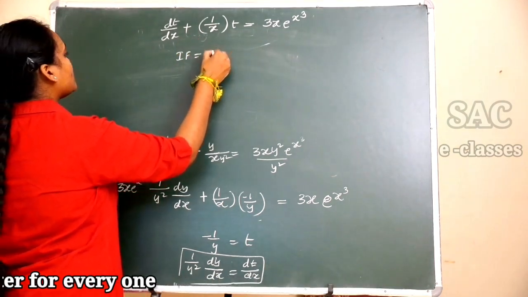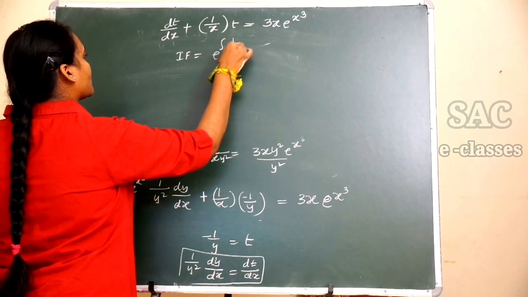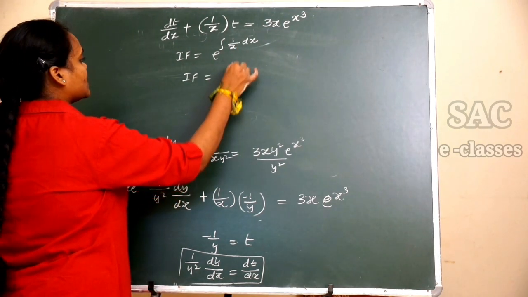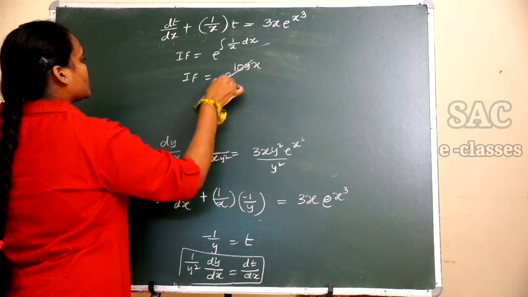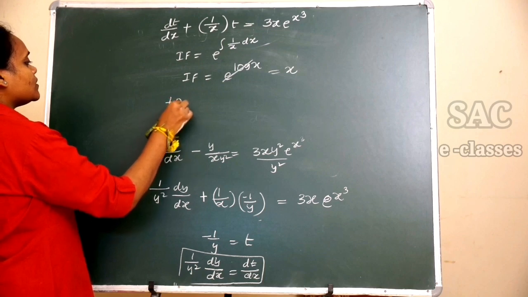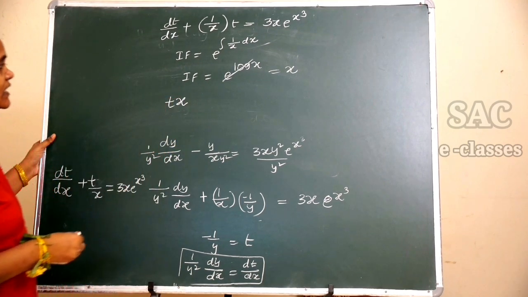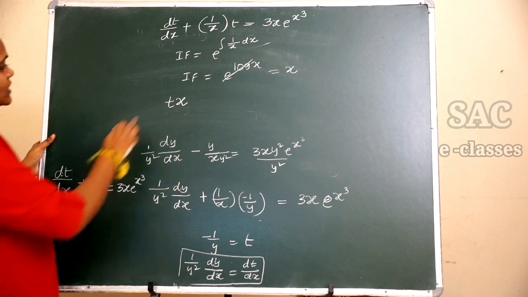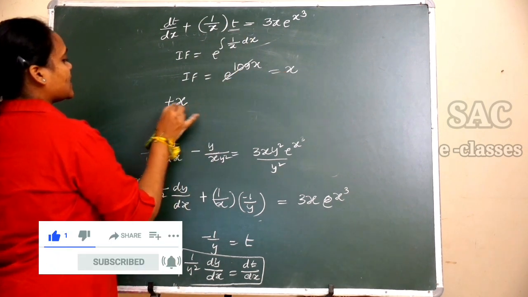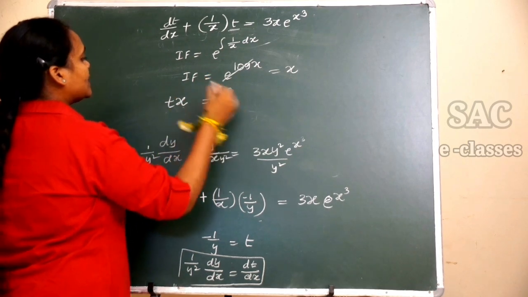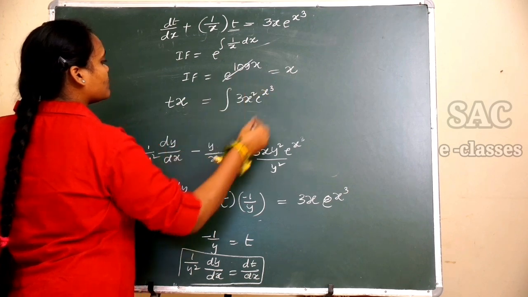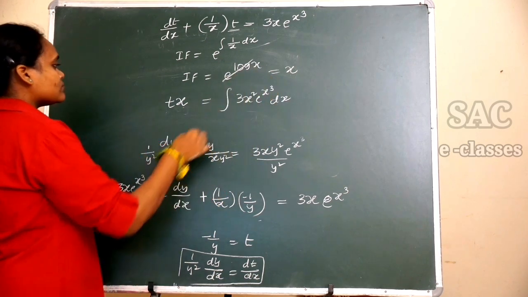The integrating factor is e power integration of 1 by x dx. You know very well the integration of 1 by x is log x. But e and log get cancelled and you will get x. Go for the usual solution of the linear equation: t into the integrating factor, which is x, so tx equals the integration of 3x e power x cube into x, which becomes 3x square dx.